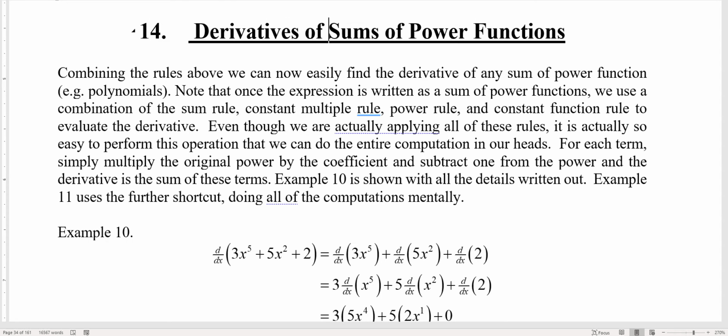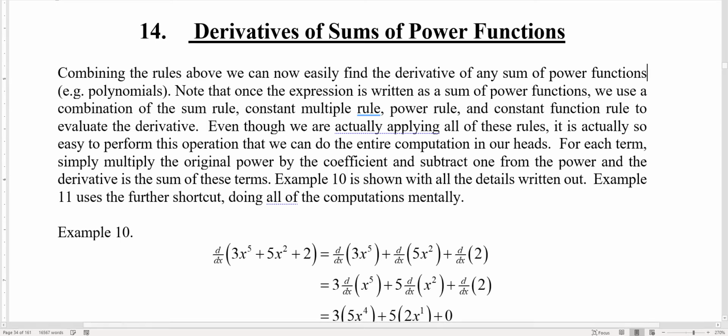And we can combine the rules that we've learned so far to easily find the derivative of any sum of power functions, and that includes ones with coefficients. Notice that once the expression is written as a sum of power functions, we can use a combination of the sum rule, the constant multiple rule, the power rule, and the constant function rule to evaluate the derivative.